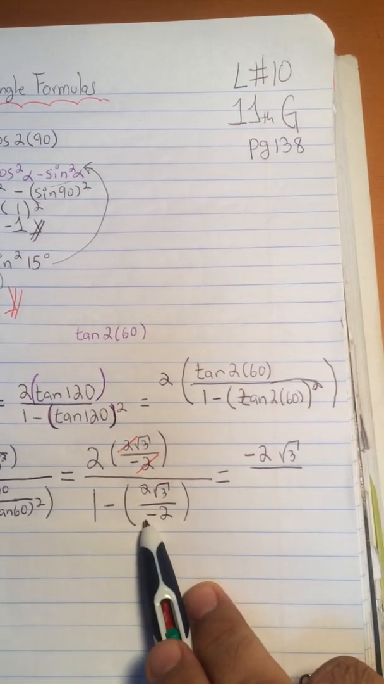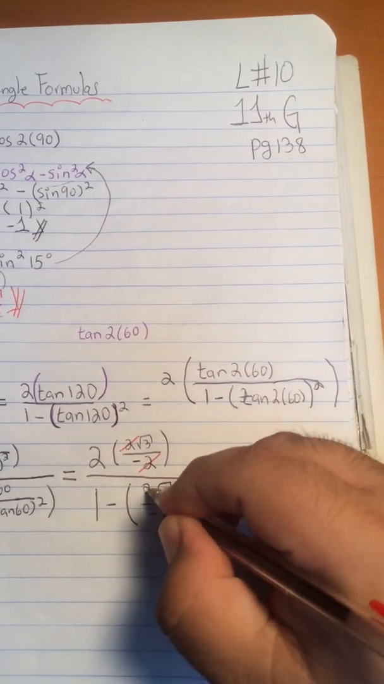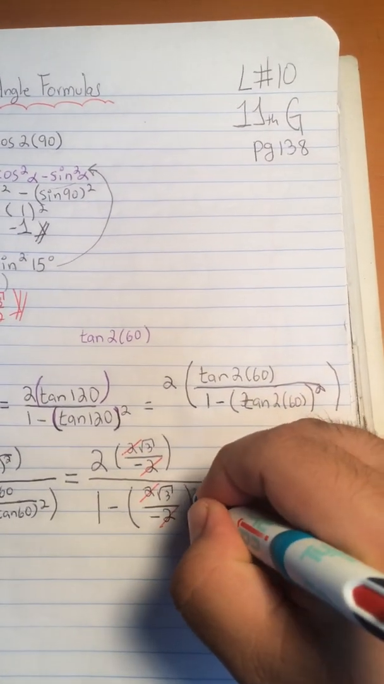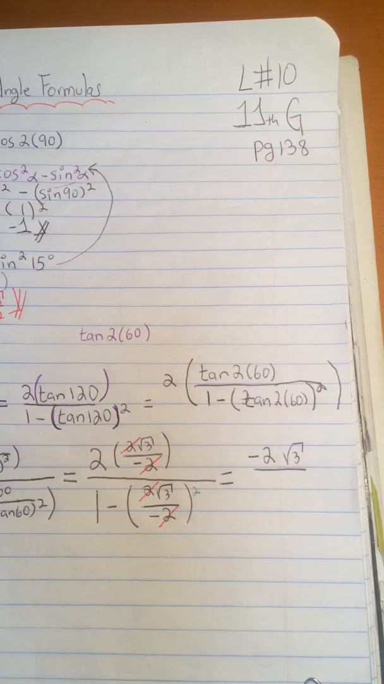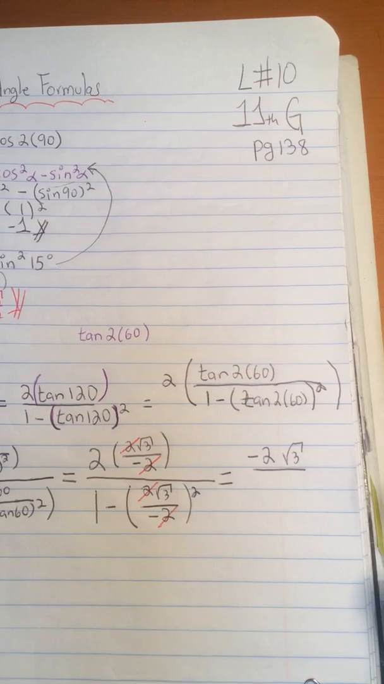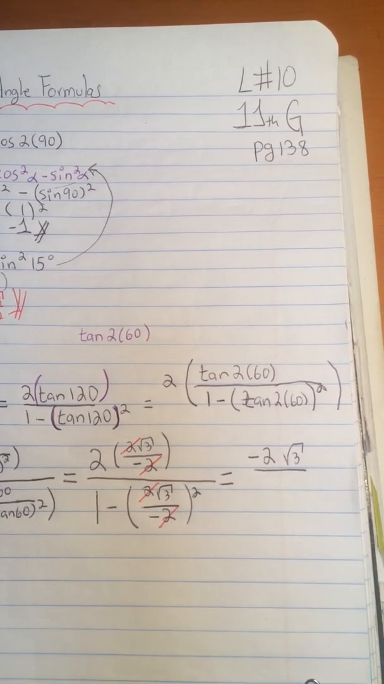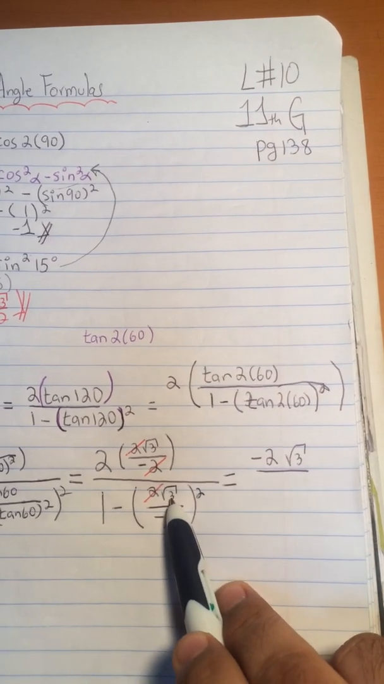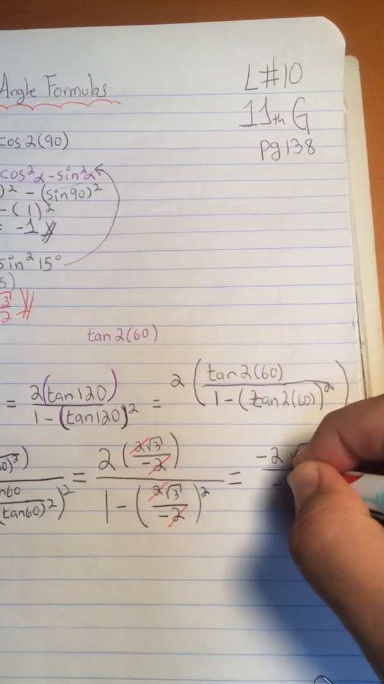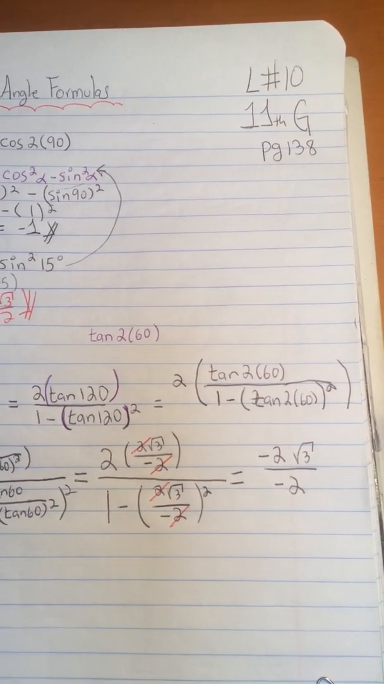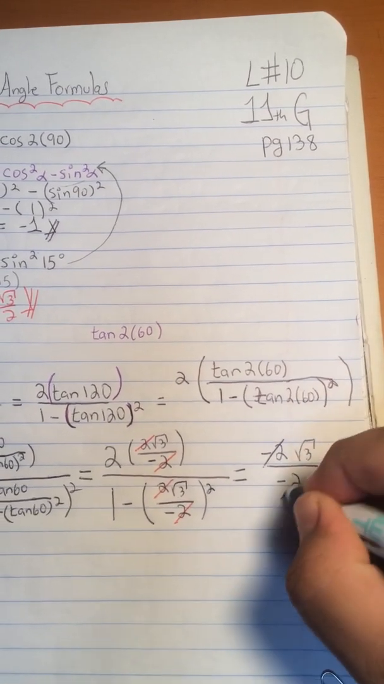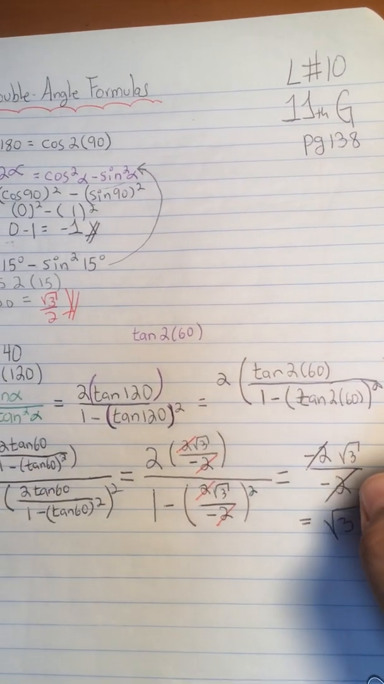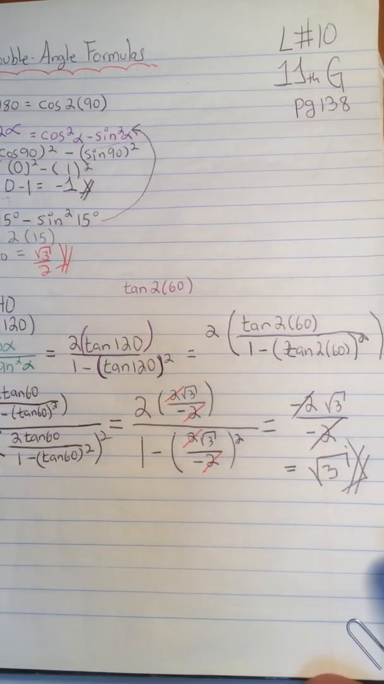Now, what do we have on the bottom? This one cancels with this one. And remember that we have the square root of 3 to the square. Sorry, I forgot about this one. It comes from here. So, square root of 3 to the square, 3. 1 minus 3, minus 2. Minus 2 divided by minus 2, I can cancel. And the answer of the tangent of 240 is square root of 3.